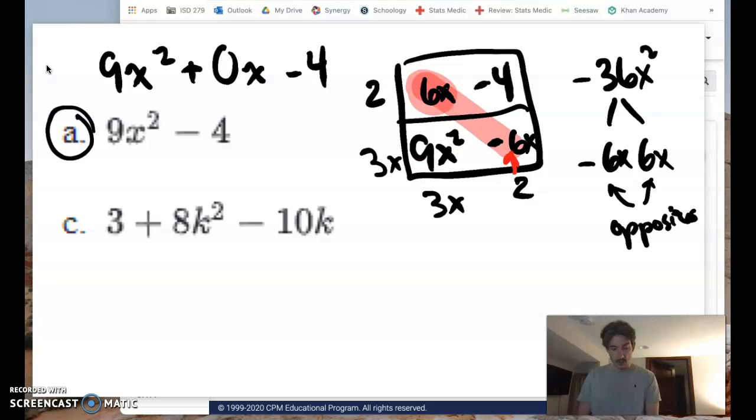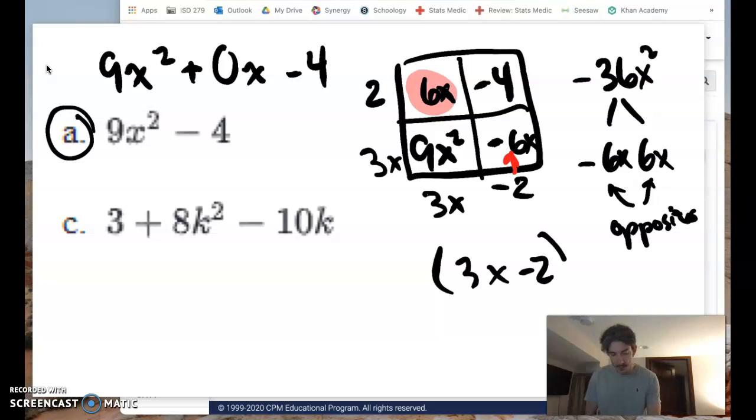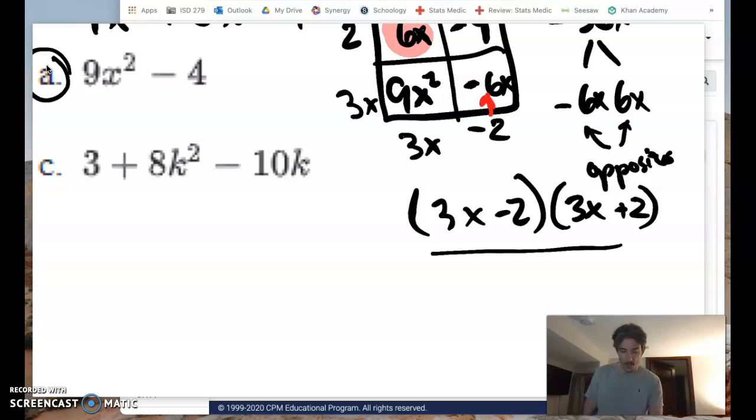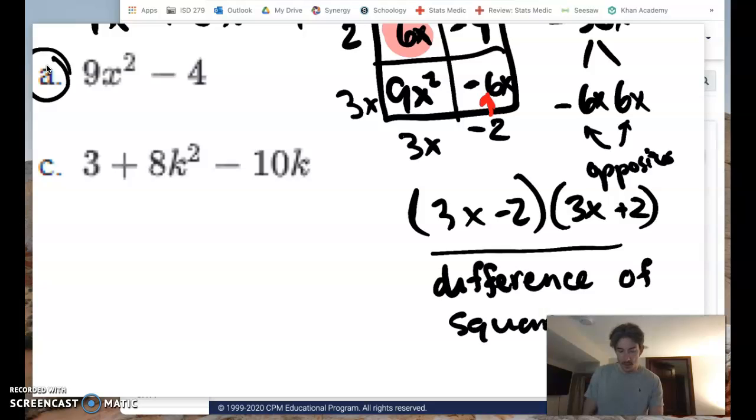But now the question is, how do I make that 4 negative? Well, if the 4 and the 6x over here in that second column are negative, this 2 is going to be negative. And that will, of course, factor into this scenario, 3x minus 2, and then 3x plus 2. And notice how similar these two things are. They're not exactly the same, though. And when we run into a scenario like this, these are called the difference of squares case.